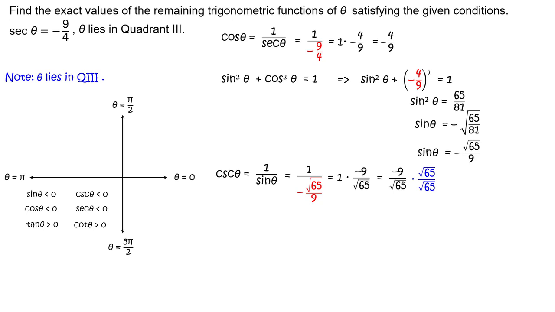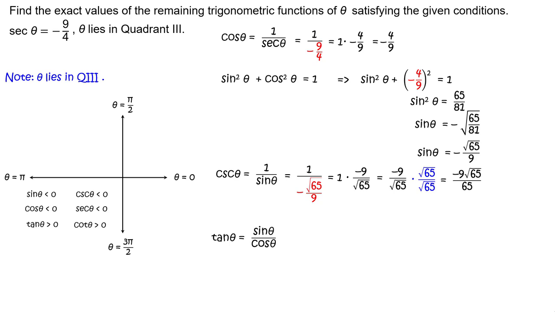Next, rationalize the denominator of the fraction by multiplying it by the square root of 65 divided by the square root of 65. Simplify to get -9 square root of 65 divided by 65. Now you're ready to find the value of tangent of theta.